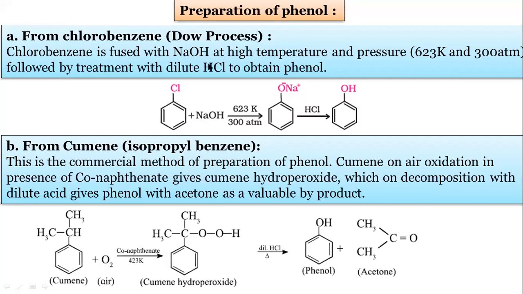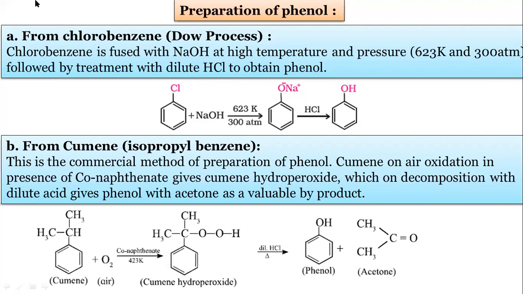This is asked for 1 mark. How will you prepare phenol? By using the Dow process. Remember the conditions also: 623 K and 30 atmospheres, we have to remember. In your textbook, there is a mistake. Instead of 30 atmospheres, 300 atmospheres or 150 atmospheres is written. So make a correction in your textbook there.